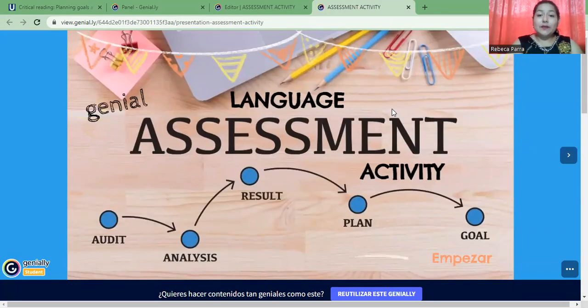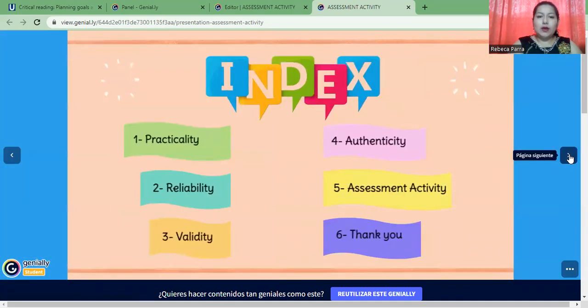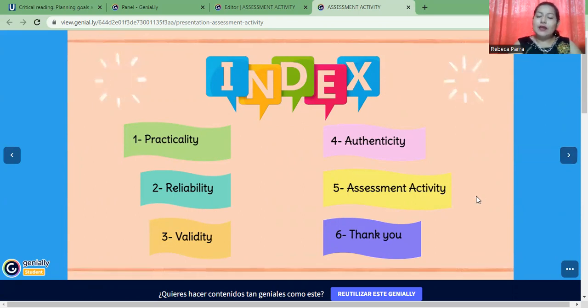Hello, my name is Lidia Rebecca Parra, and on this occasion, I would like to talk about the principles of assessment: practicality, reliability, validity, and authenticity. This presentation also contains an assessment activity to help understand these principles better.